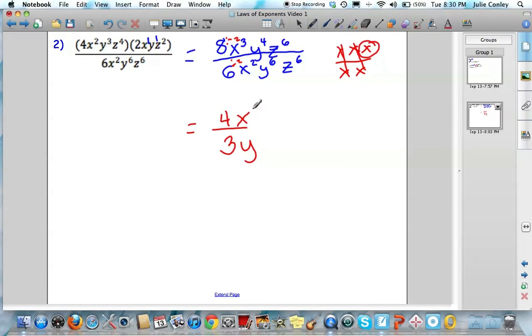I have to put those back in. We had an x and a y to the 2nd here. Okay, there we go. And then that fraction there is our final answer. Okay, so the z's just canceled out because they had the same exponent.